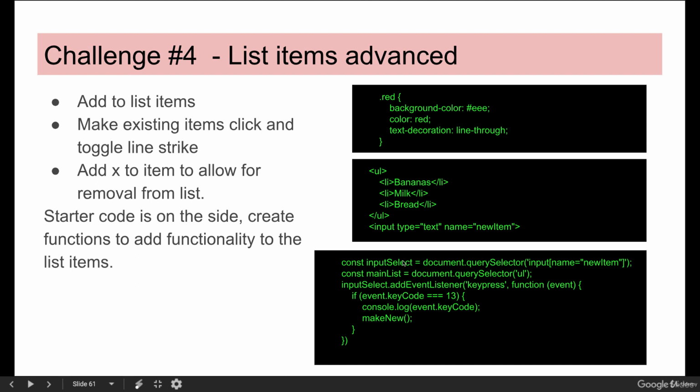As well, with the input, you can select the contents from the input and also listen for the enter key, so no need for a button in order to add items to the list. All we're going to do is listen for the enter key, which was key code number 13, and that's going to invoke the function to make a new item, using create element, creating a list item, adding it to the unordered list with the content that's contained within the text area.